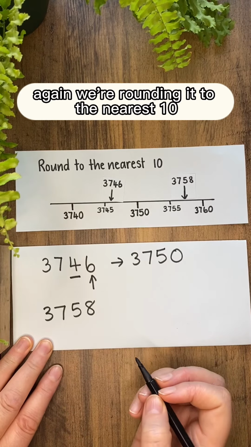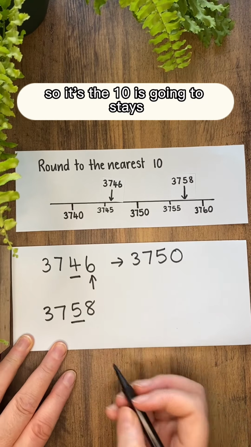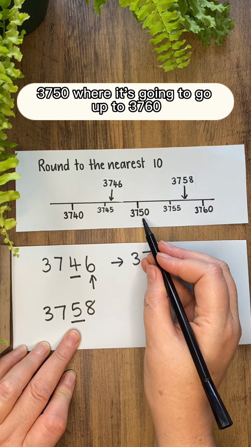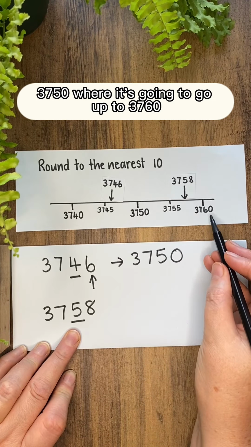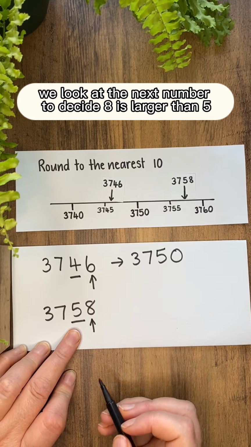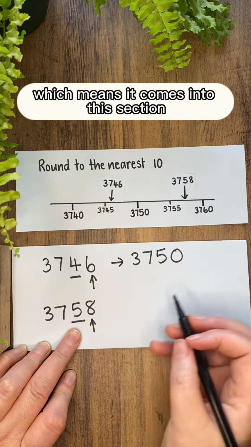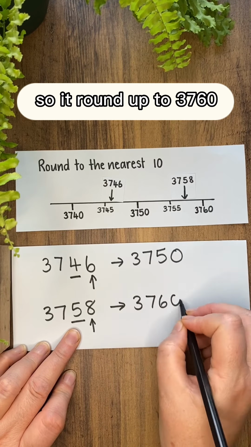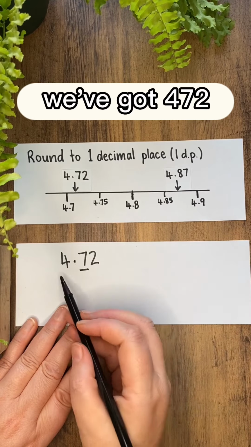For the other number, we've got 3,758. Again, we're rounding it to the nearest 10. So the 10 is going to stay as 3,750, or it's going to go up to 3,760. We look at the next number to decide. 8 is larger than 5, which means that it comes into this section. So it would round up to 3,760.